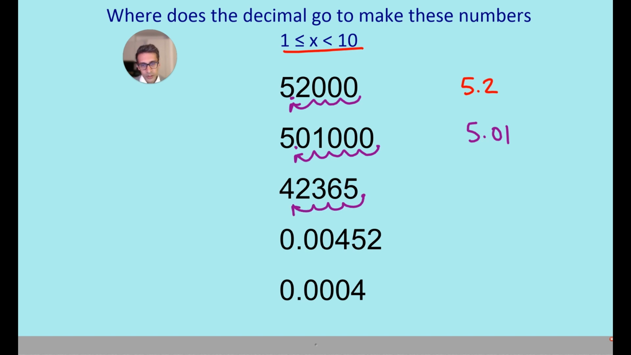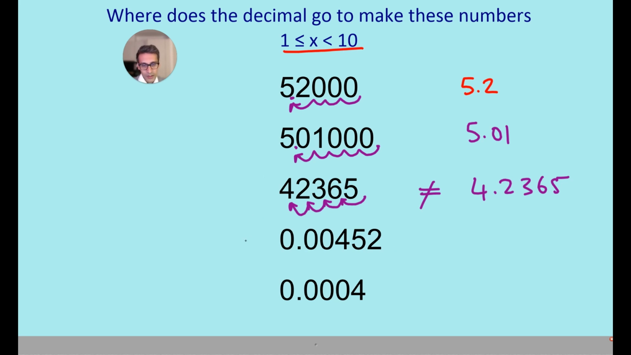Now remember, when we're moving the decimal, every step we're dividing a number by 10. So in this case we're dividing by 10, divide by 100, divide by 1,000, divide by 10,000. The number you get is 4.2365. Remember, these numbers are not equal. 42,365 is not equal to 4.2365. We're just practicing a part of a skill here that we're going to need later.